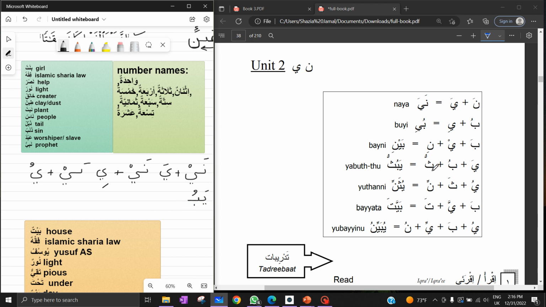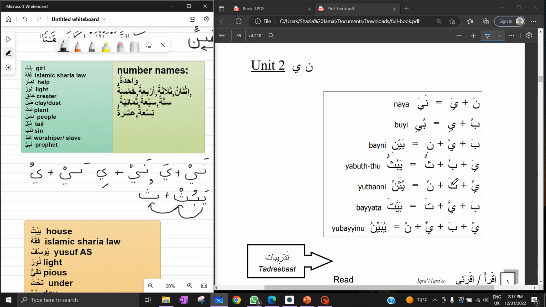What happened in the last letter? There is shadda, so that means there are two tha. Ya, ba, tha. The first tha is with sukun, the other tha is with dhamma. Yabuth. First you stop, yabuth, and then continue with tha with dhamma, yabuthu. Remember, tha is pronounced with the tip of the tongue a little bit outside, in between the upper incisors and the lower incisors.